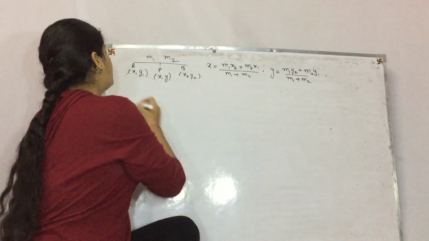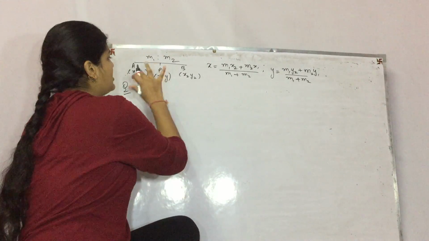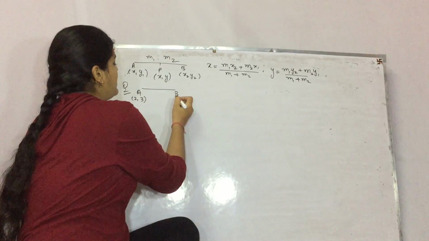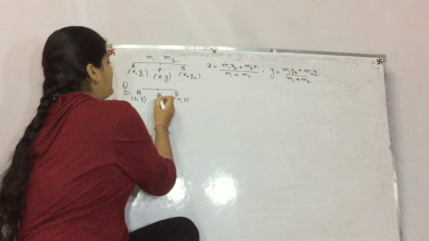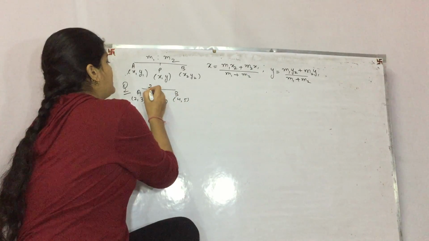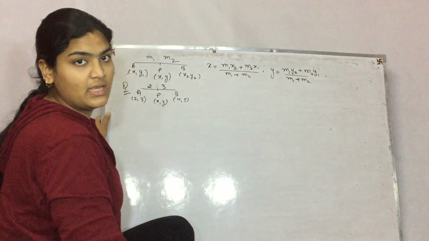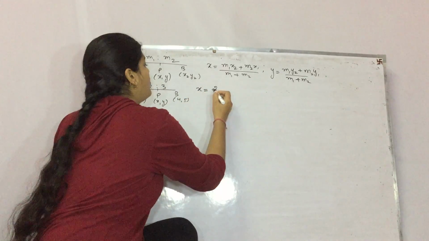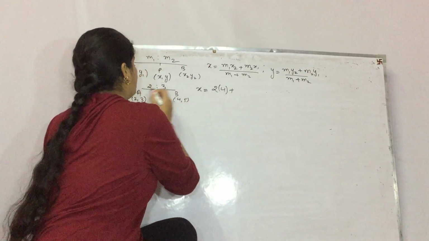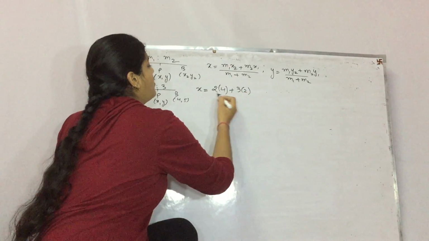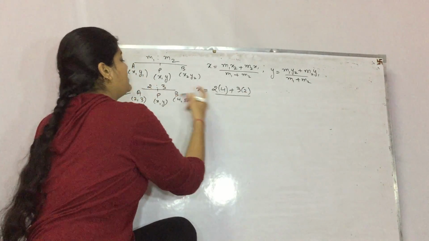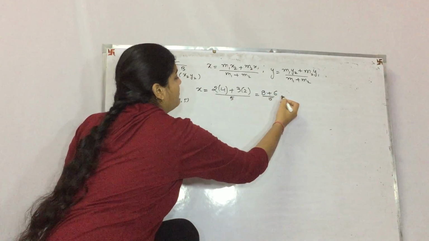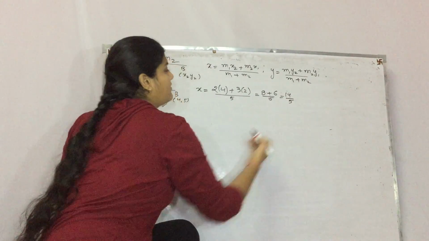Okay, let us take an example, an illustration over it. Here is your A, (2, 3). Here is your B, (4, 5). You have to find the value of P when it divides the line segment in the ratio 2 to 3. Then your x is 2 into 4 plus 3 into 2, over the sum of the ratios, that means 2 plus 3, 5. 2 fours are 8, 3 twos are 6, over 5, 14 by 5.